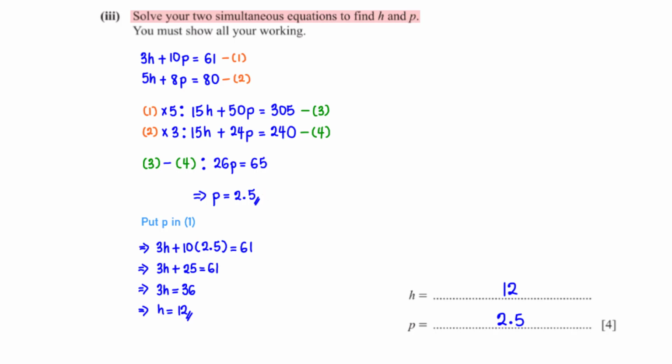So now we can plug in the value of p into any of the equations to get the value of h. If we pick equation 1, we have 3h plus 10 times 2.5 equals 61. 10 times 2.5 is 25. When we subtract 25 from both sides, we get 3h equals 36. And when we divide both sides by 3, we get h equals 12.